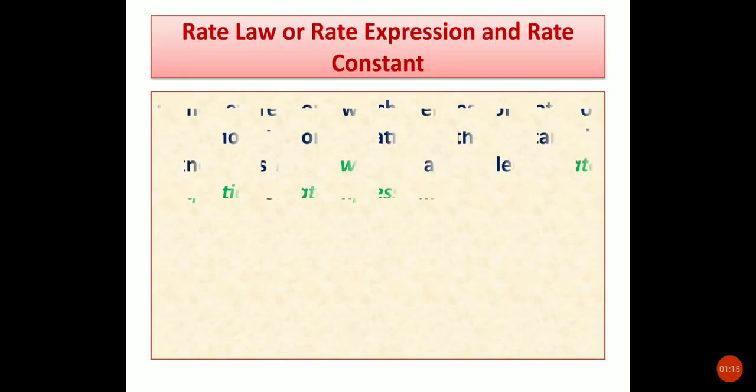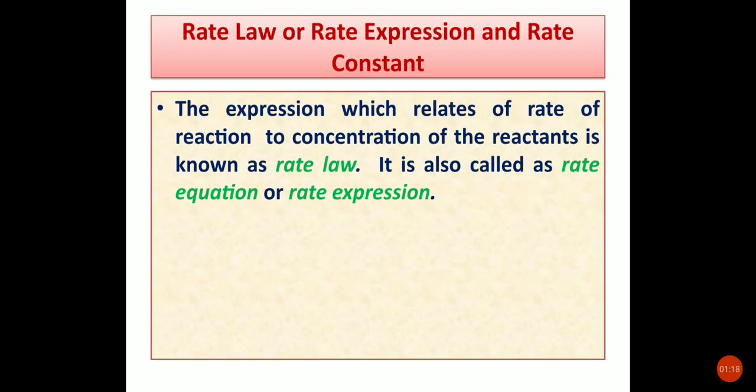Okay, then rate law or rate expression and rate constant. The expression which relates the rate of reaction to the concentration of the reactants is known as rate law. It is also called rate equation or rate expression. Rate law is the expression in which rate is given in terms of concentration of reactants with each term raised to some power.